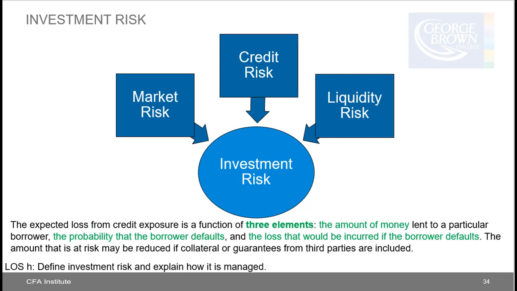So again, lending to governments or state-owned companies creates another type of credit risk. That is sovereign risk. Sovereign risk is the risk that a government will not repay its debt because it does not have either the ability or the willingness to do so.